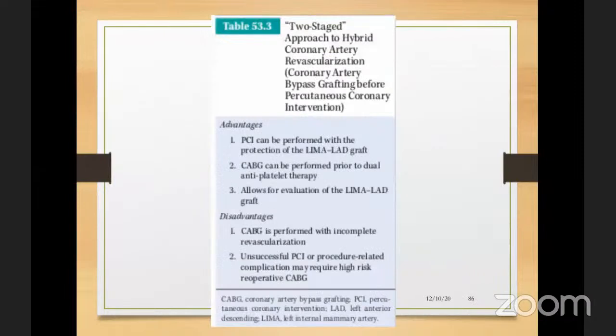For the two stages starting with the CABG, the advantage is that the PCI is performed with the protection of the LIMA to LAD and allows for evaluation of the LIMA to LAD graft when doing the PCI, and the CABG can be done prior to dual antiplatelets. But the disadvantage is incomplete revascularization when performing the CABG, and unsuccessful PCI or procedure-related complications will require a higher-risk pre-operative CABG.